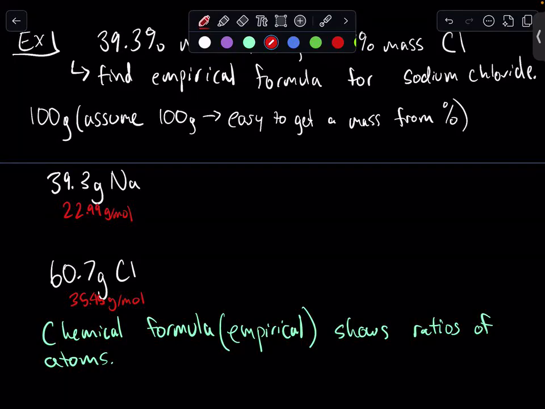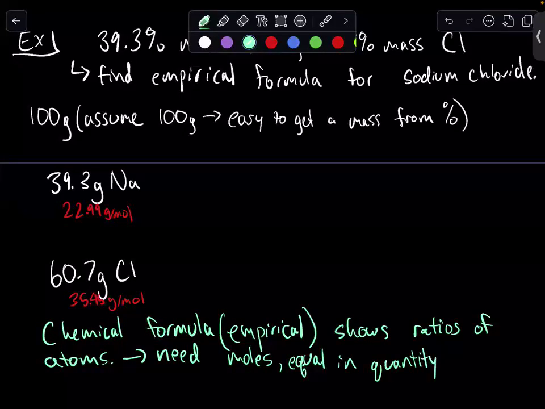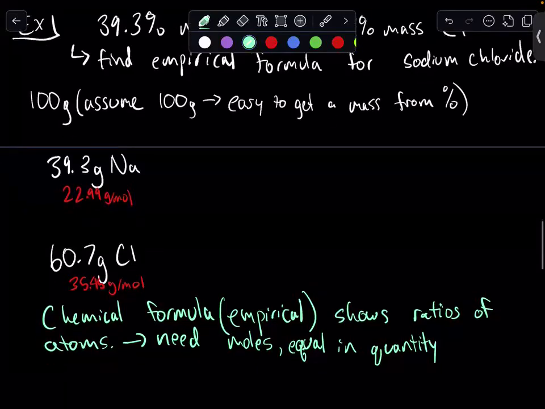So unfortunately, if we're using ratios, we need moles, as they will be equal in quantity. While mass will not be equal in quantity, we cannot compare masses because things weigh different amounts. So what I have to do is convert my grams to moles.